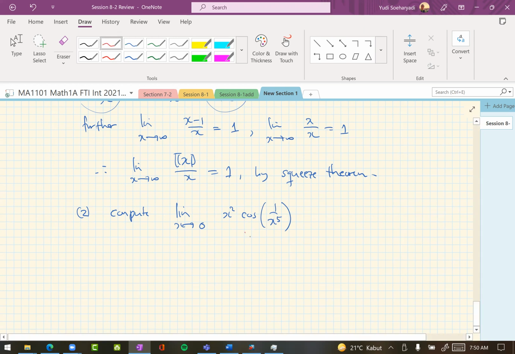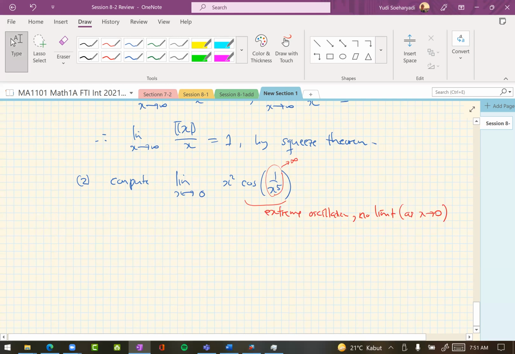So we know x goes to 0, right? So this is large, 1 over x. If this is large, then this is what they call extreme oscillations. So you don't have a limit. But what, so that's one.